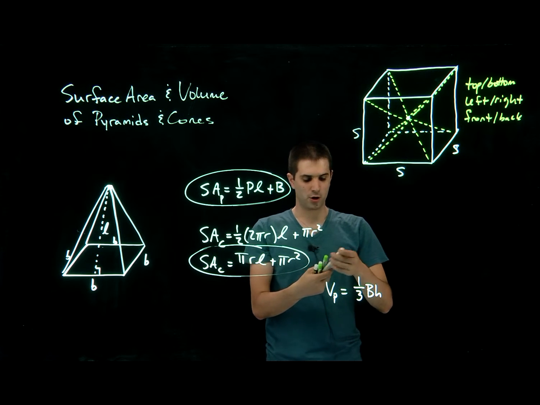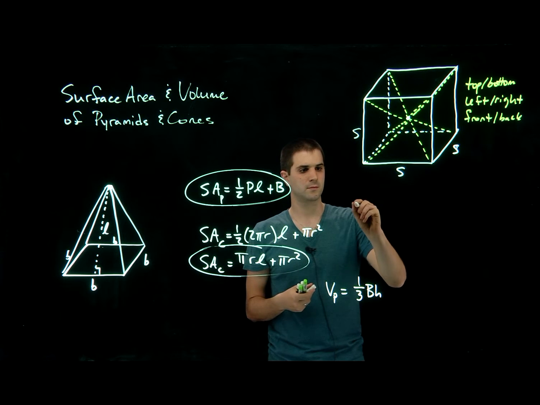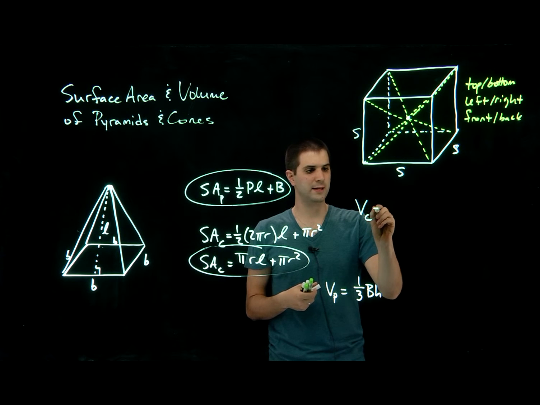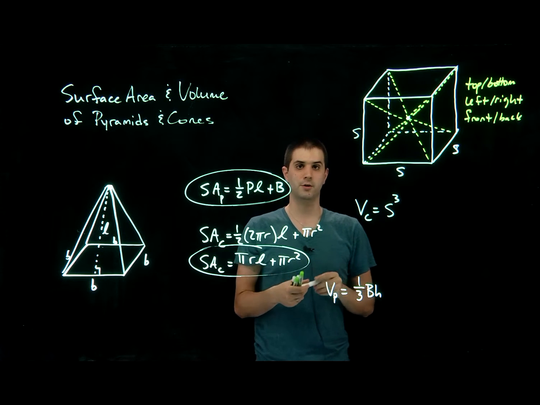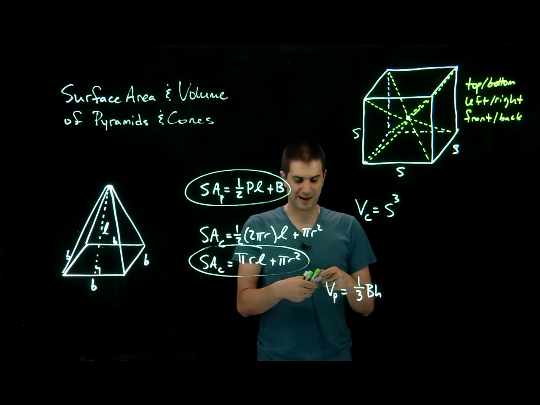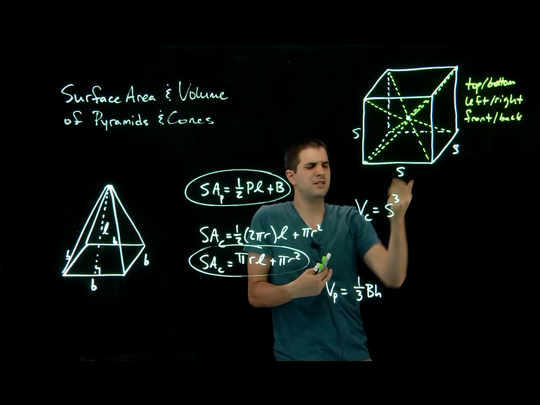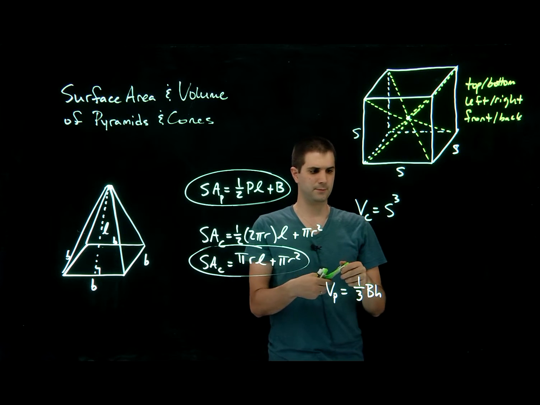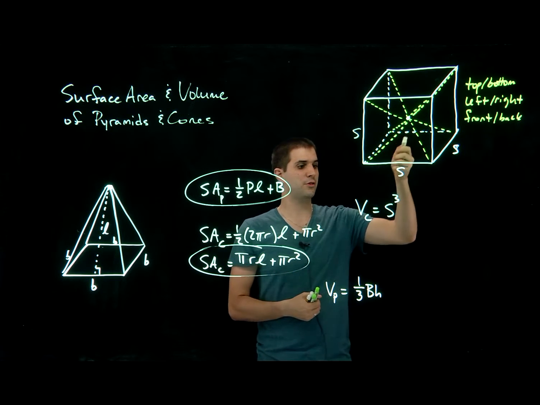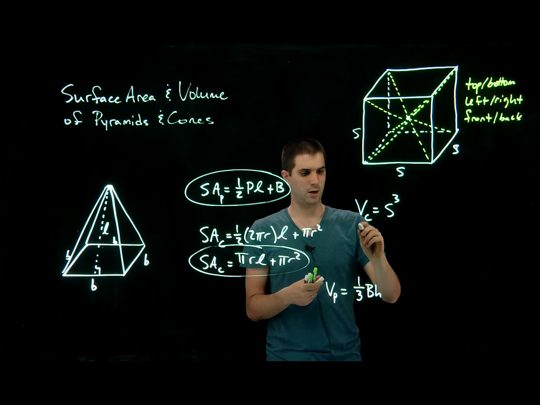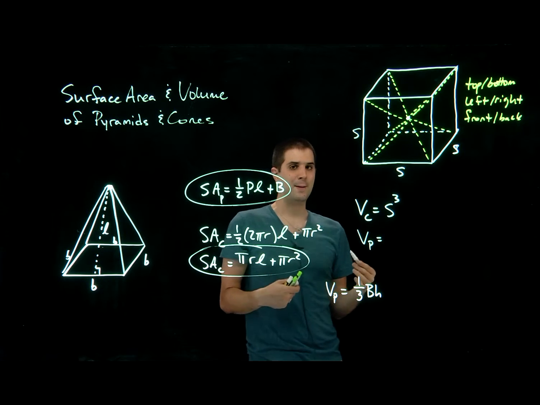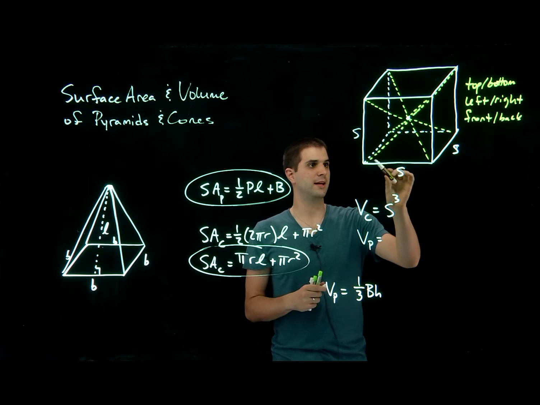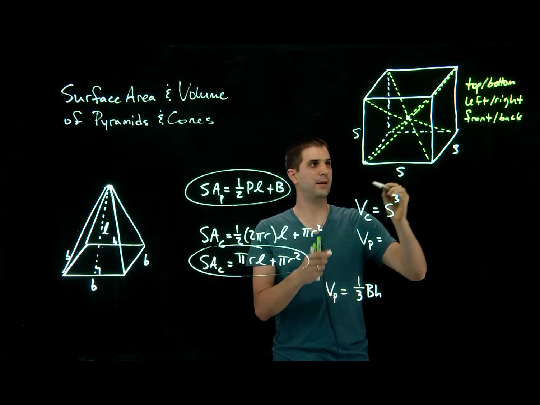Now I want to find the volume of this cube. The volume of the cube equals, of course, that's very simple, side cubed. We already know that. But I want to use this to find the volume of one of these pyramids. How am I going to do that? Well, the volume of a pyramid, I'm just guessing here, is going to equal some sort of combination.